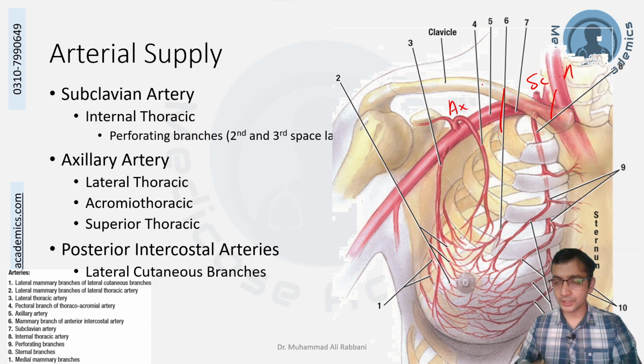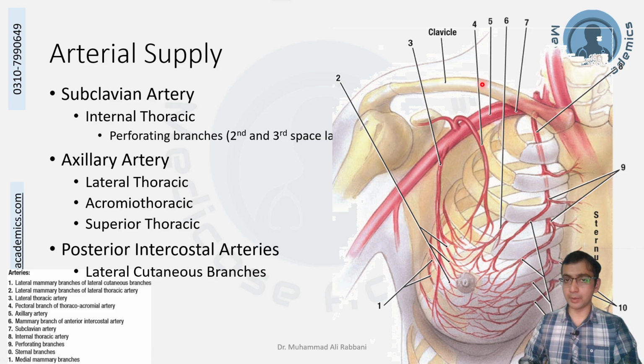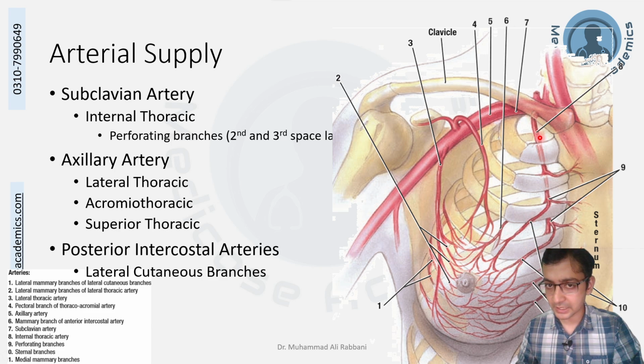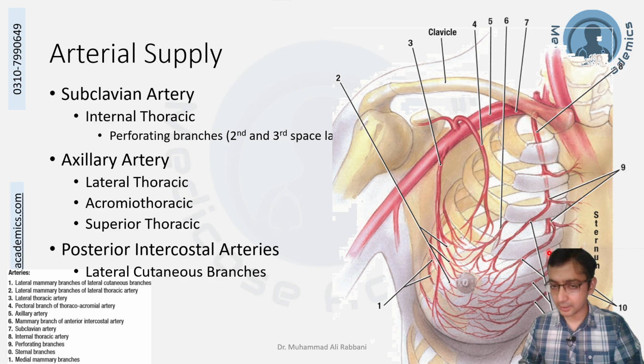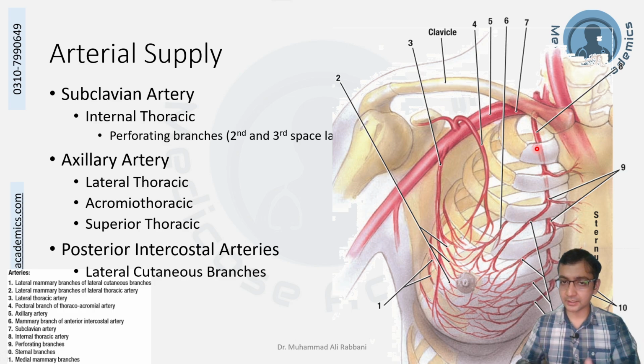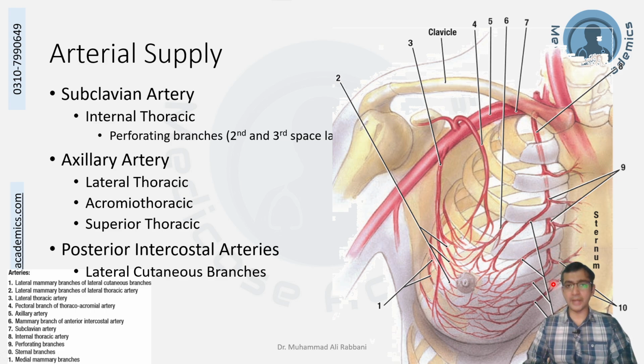You don't need to memorize the branches of the subclavian artery right now, but one branch, the internal thoracic artery, runs on the inner aspect of the ribs, parallel to the lateral margin of the sternum. This is called the internal thoracic artery or internal mammary artery, sometimes the parasternal artery. Throughout its length it gives branches anteriorly through the intercostal spaces. These are called perforating branches. Especially from the second, third, fourth and fifth spaces, these are the ones that supply the breast from the medial aspect.